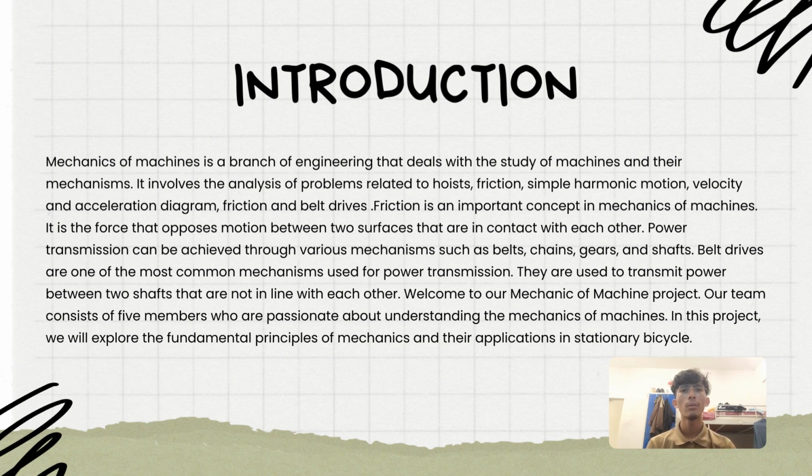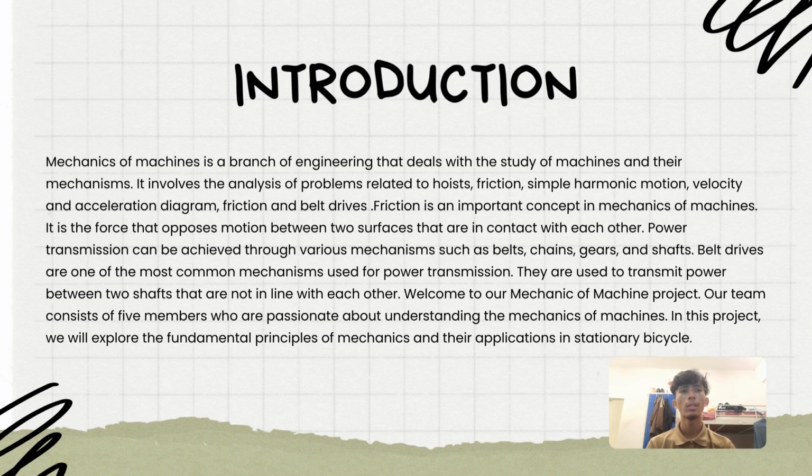Power transmission can be achieved through various mechanisms such as belts, chains, gears, and shafts. Belt drives are one of the most common mechanisms used for power transmission. They are used to transmit power between two shafts that are not in line with each other.